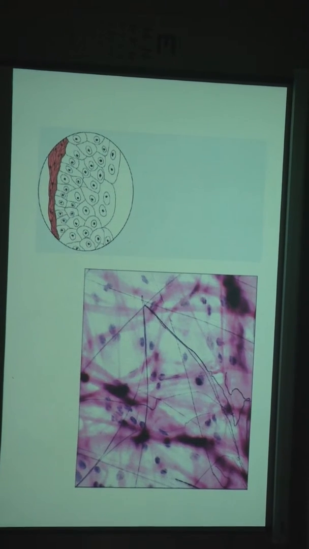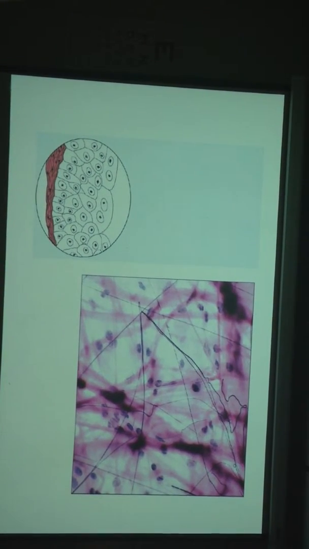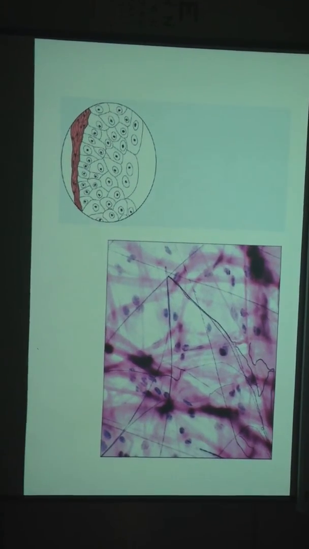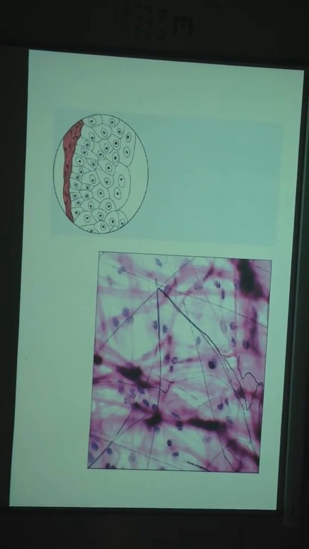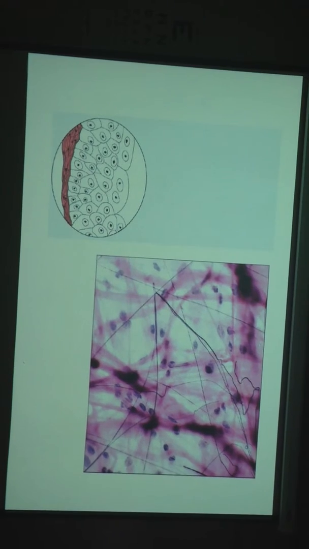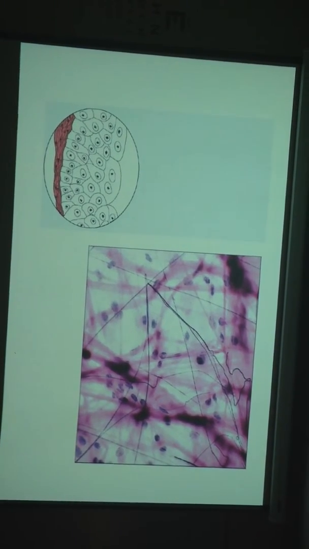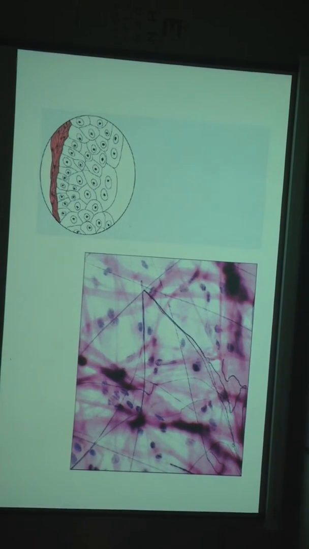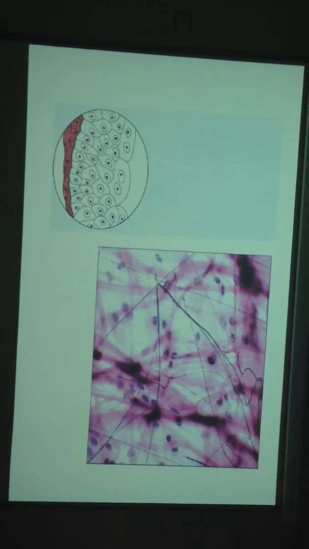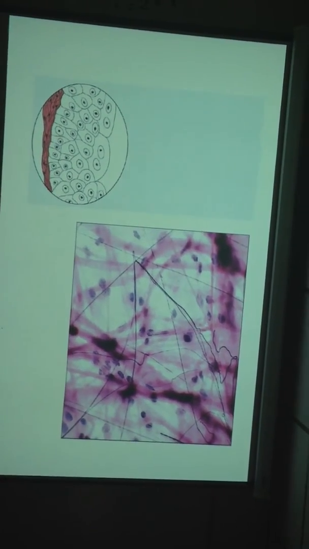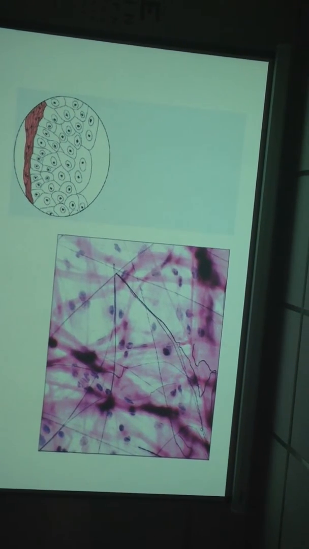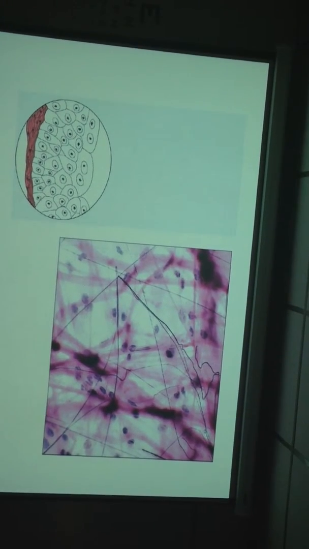Name some cells found in areolar. So you can always start with your blast cells. Fibroblast, fibrocyte, mast cells, macrophages, and really you can just start naming white blood cells. Neutrophils, maybe some basophils going through there.